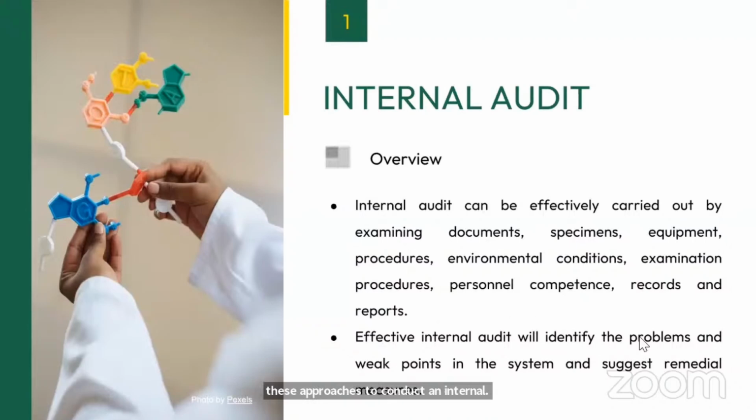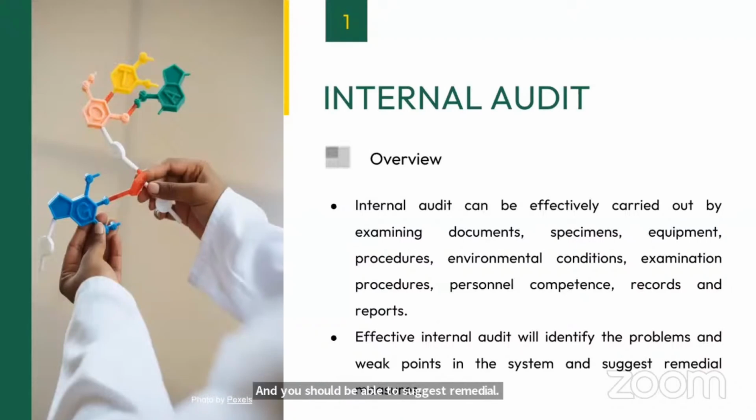Effective internal audit will identify the problems and weak points in the system and suggest remedial measures. So internal audit is not only finding the problems, finding the faults. You should have that positive approach where you are going to identify gaps in the processes, deviations from the processes, and you should be able to suggest remedial measures.